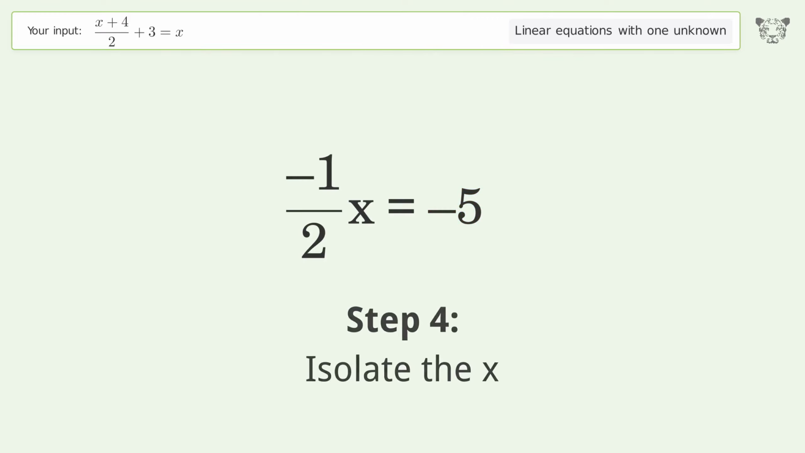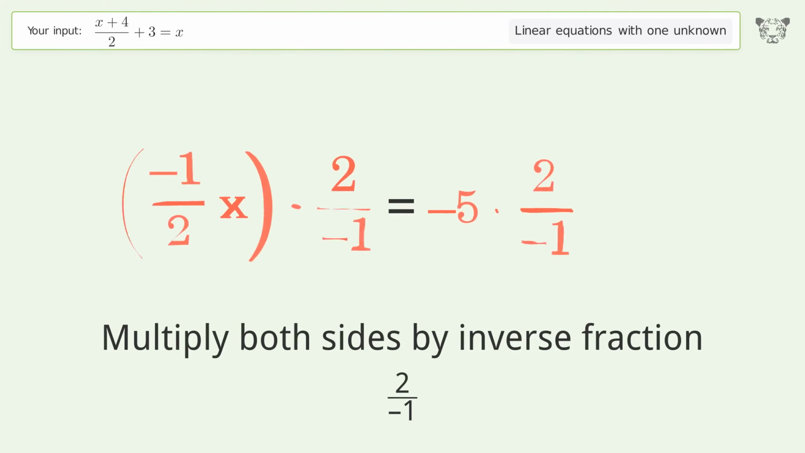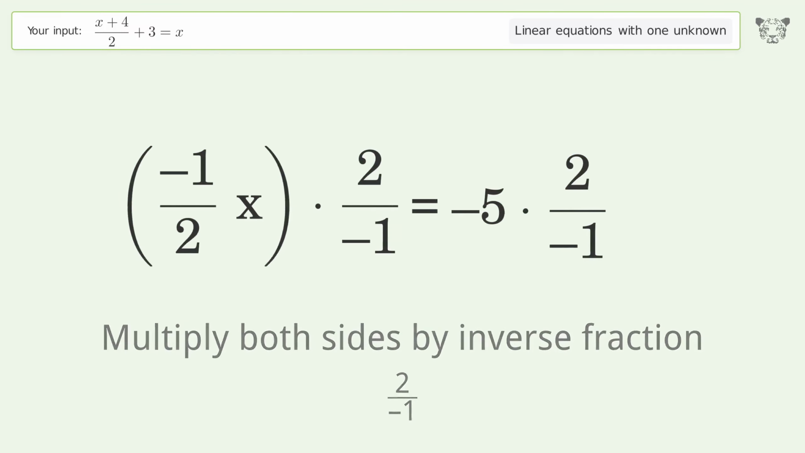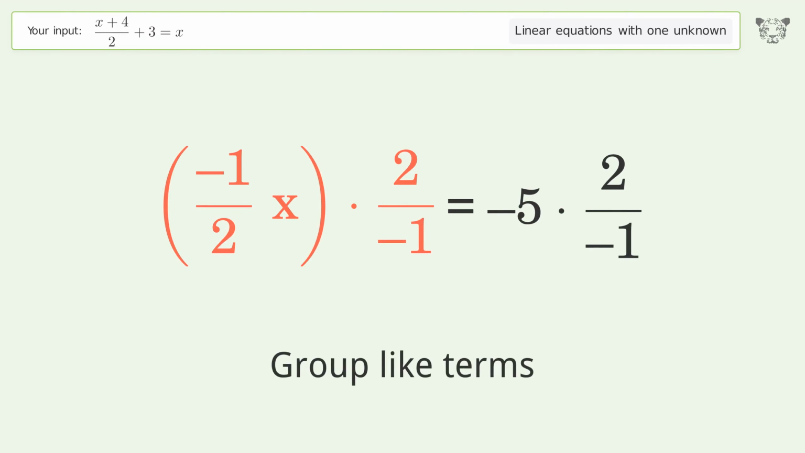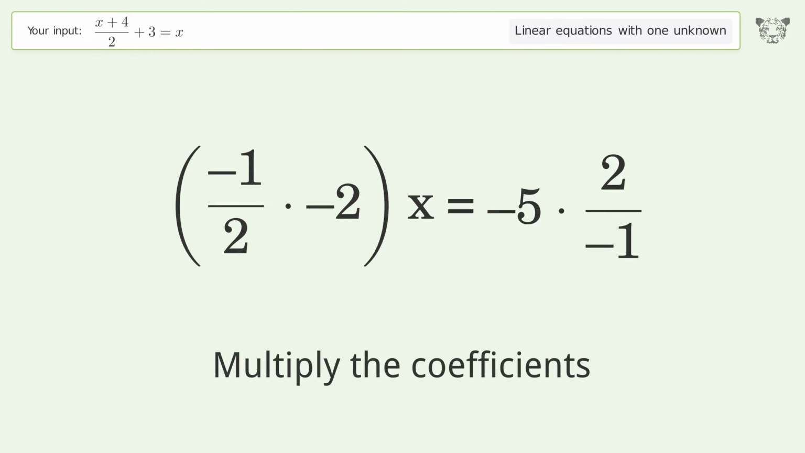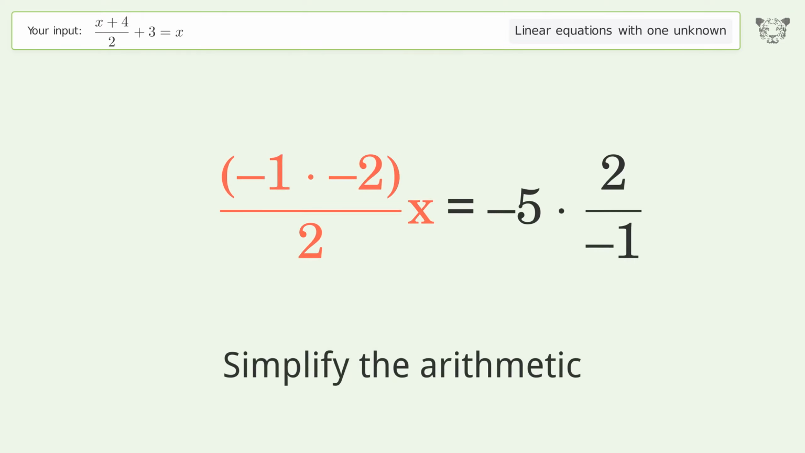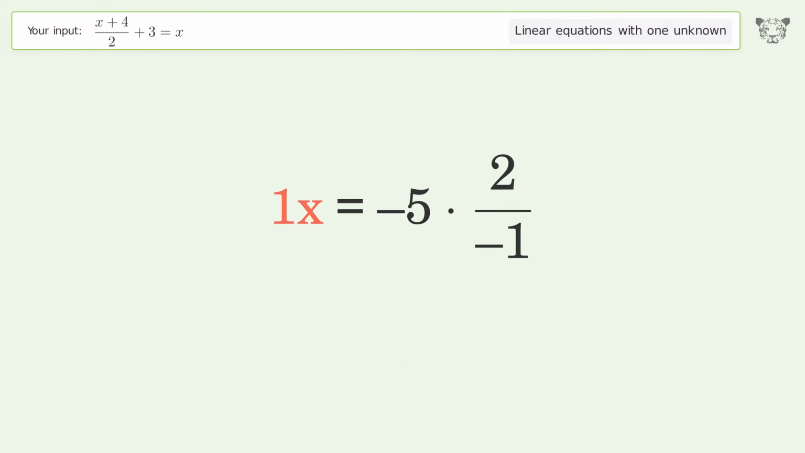Isolate the x. Multiply both sides by inverse fraction 2 over -1. Group like terms. Multiply the coefficients. Simplify the arithmetic. And so the final result is x equals 10.